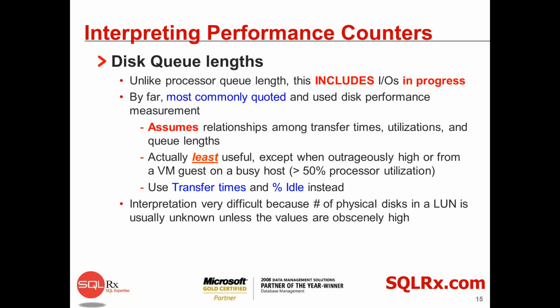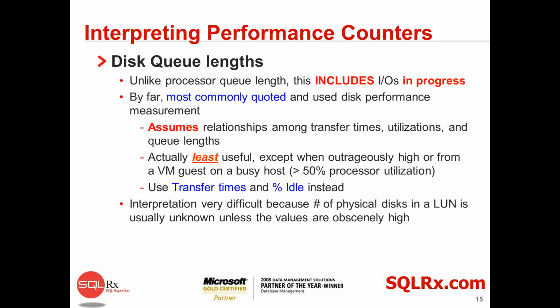So you could have a queue depth of 14, but if you had a 14, 15, 16 drive LUN, then it may be just all the drives are working and nobody's really waiting. So queue length can be very misleading. It again assumes a relationship among transfer times, utilizations, and queue lengths. I find it to be not very useful unless you're dealing with a VM guest on a very busy host, other than 50% processor utilization. At that point, numbers can get very skewed for utilizations.